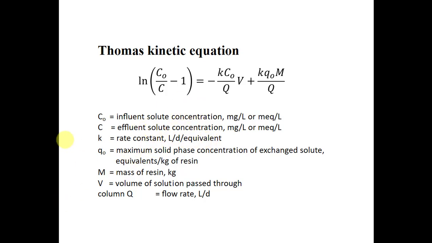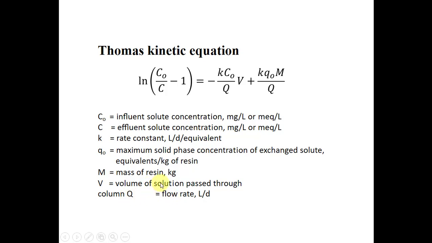And we have also Q naught small, which is the maximum solid phase concentration of exchanged solute, and this is determined in equivalents per kilogram of resin, which means how many equivalents of the solute is removed for each kilogram of the resin. And M capital is the mass of resin in kilograms. And V is the volume of solution passed through the column. And Q is the flow rate.